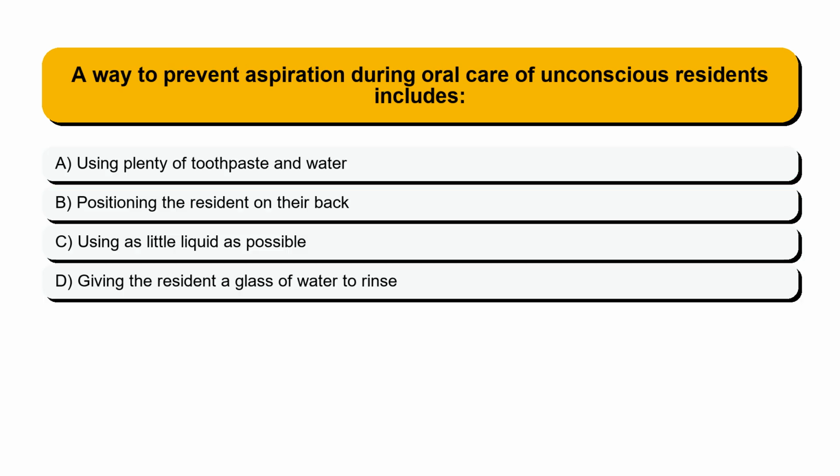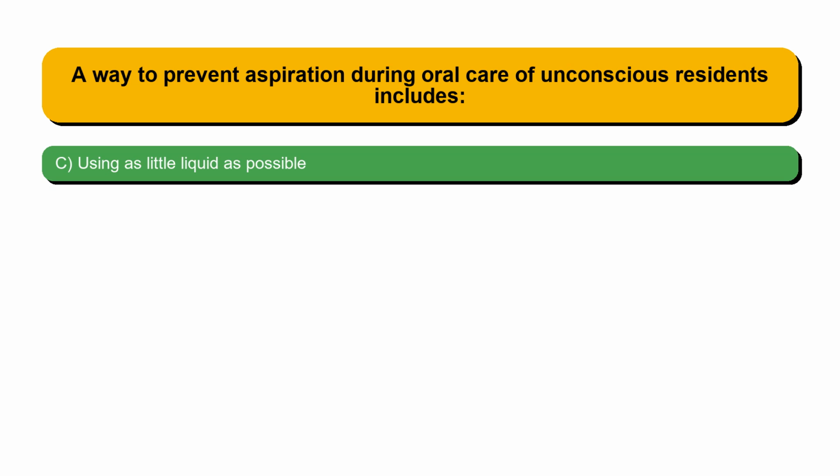Question 97. A way to prevent aspiration during oral care of unconscious residents includes Option A. Using plenty of toothpaste and water. Option B. Positioning the resident on their back. Option C. Using as little liquid as possible. Option D. Giving the resident a glass of water to rinse. The correct answer is option C. Using as little liquid as possible.